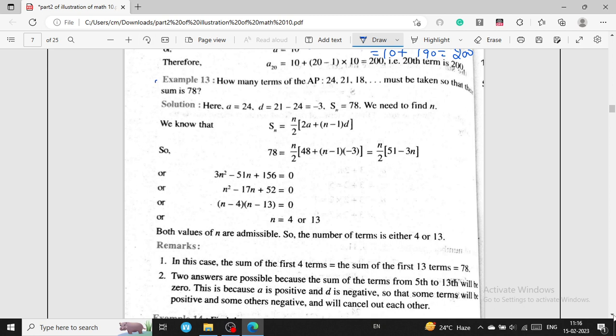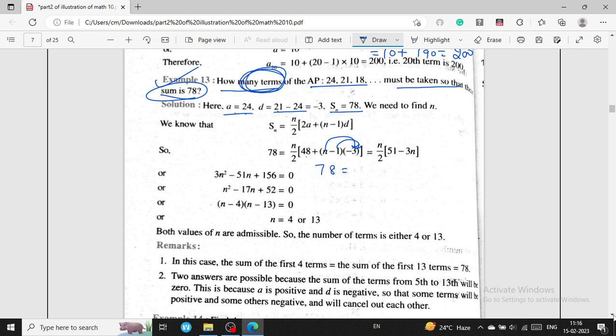In the next question, how many terms? We have to find how many terms of the AP 24, 21, 18 must be taken so that their sum will be 78. The common difference d is equal to 21 minus 24, that is minus 3. The sum is given, Sn is equal to 78. Now substitute the values. We have to find n. Sn is n by 2 times 2 multiplied by a, where a is 24, 2 times 24 is 48, plus n minus 1 times d, where d is minus 3.